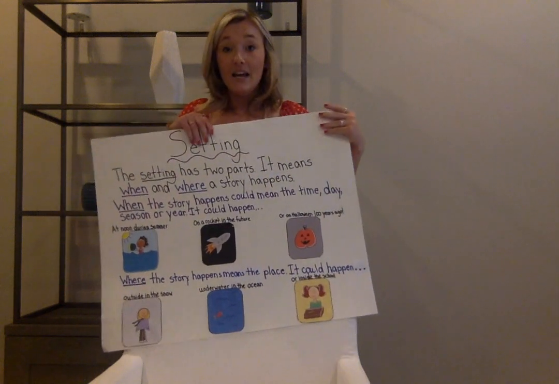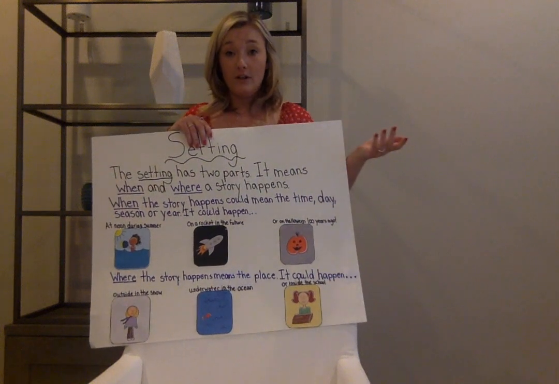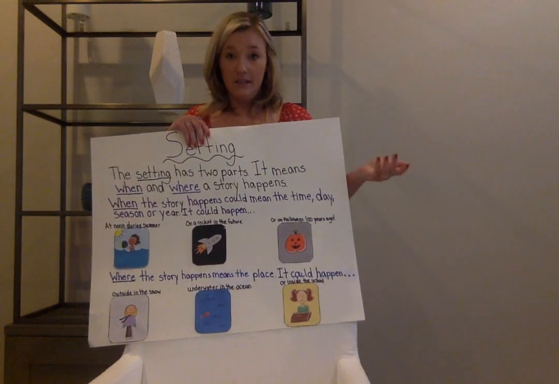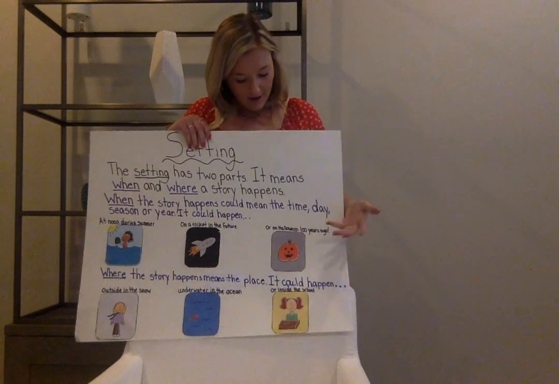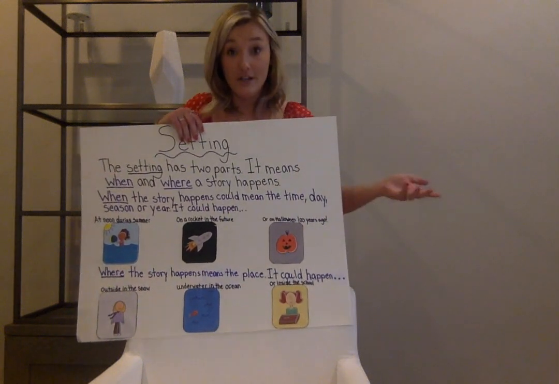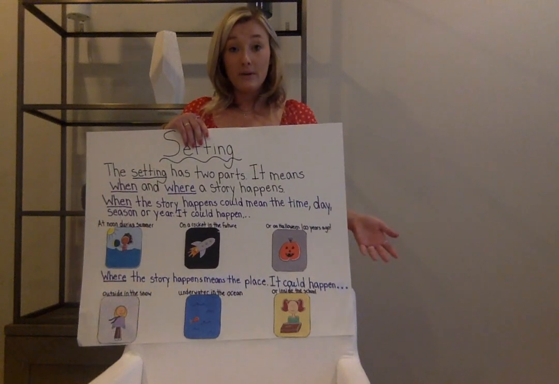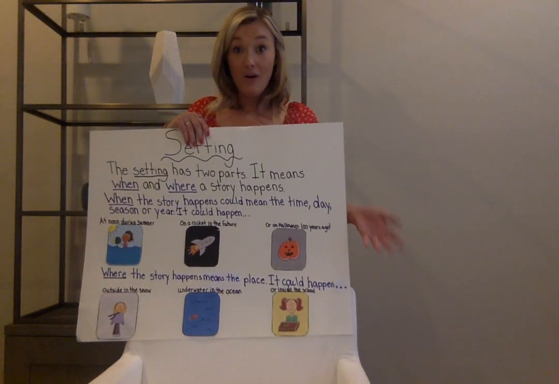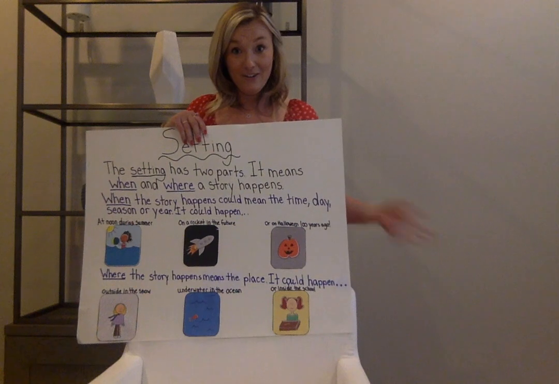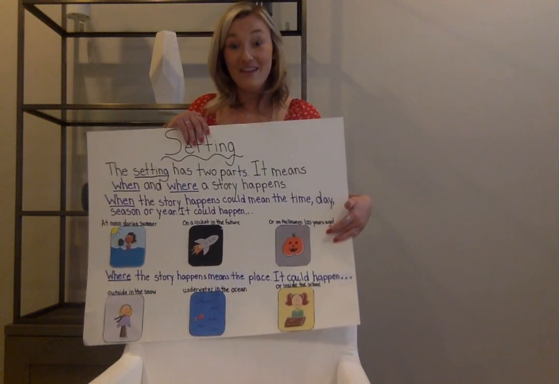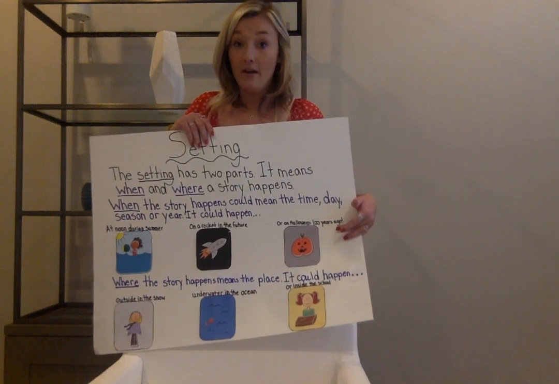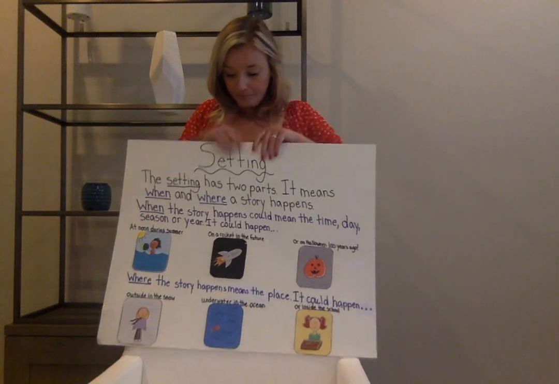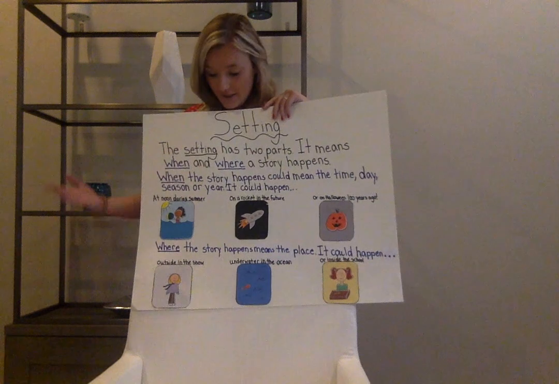So like I said, it could be years before or after, or during the time of day, or even season. And the last example I have for when is on Halloween 100 years ago. So stories that we read are not always going to be happening right now. They could have happened a long time ago. And the author will tell us that in the book, or even by using picture clues to tell us when a story happened.